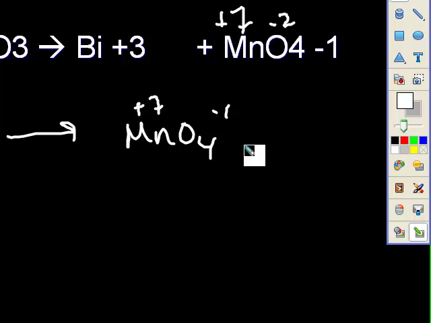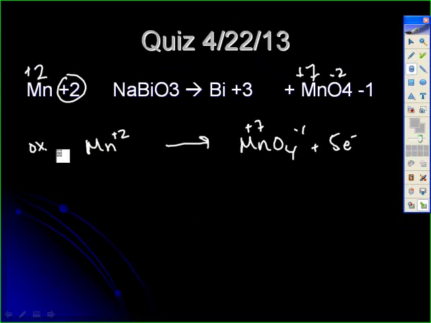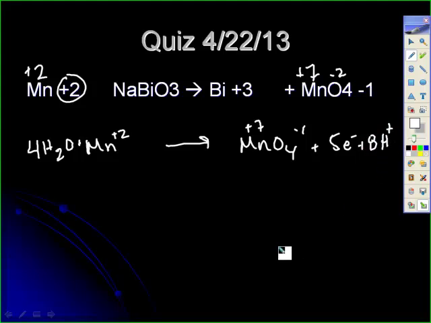So it looks like I'm releasing 5 electrons in the process here. It also looks as though I am short 4 oxygens. So I'm going to put 4 waters on this side, and that means I need 8 H pluses on this side.